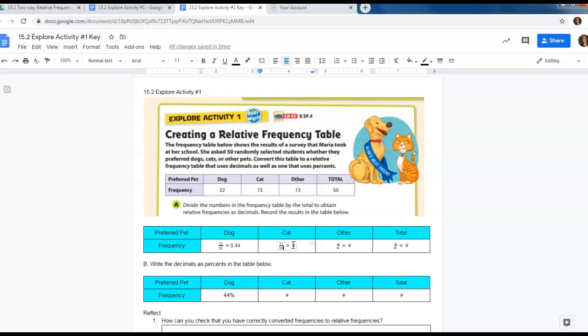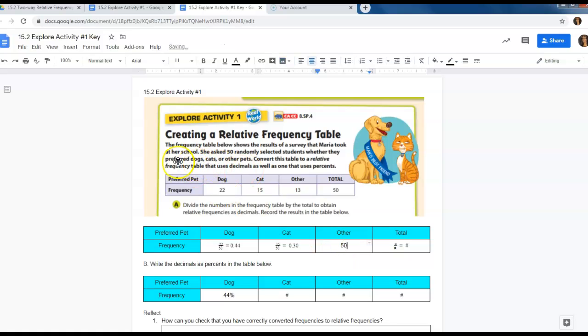Now, once again, to get the decimal, I want it as hundreds. So to get 50 into hundreds, that's 50 times 2. So 15 times 2 is 30. That means 30 hundredths. The way I write 30 hundredths is 0, decimal, 3 tens, and then 30 hundredths. So like that. Other, they had 13. So right here, I'm going to put in 13 out of 50.